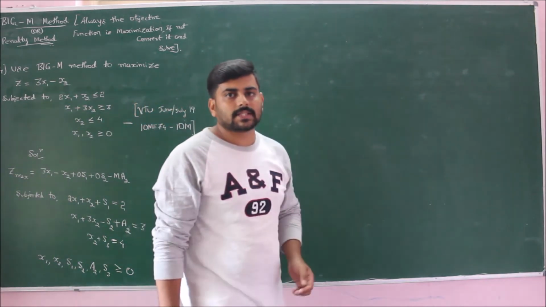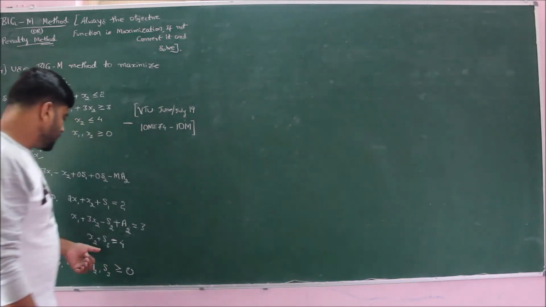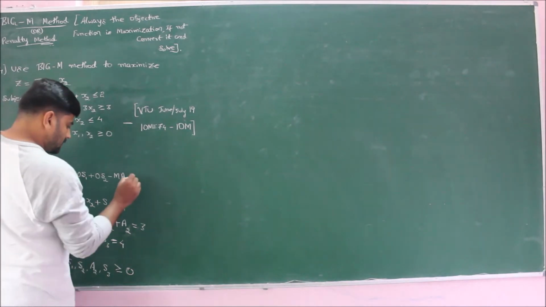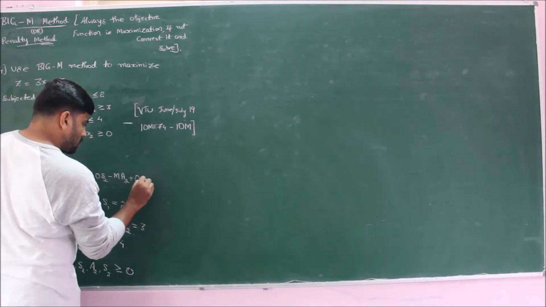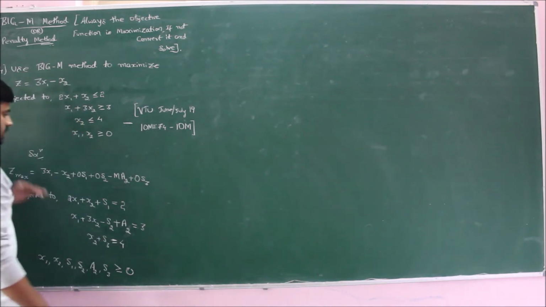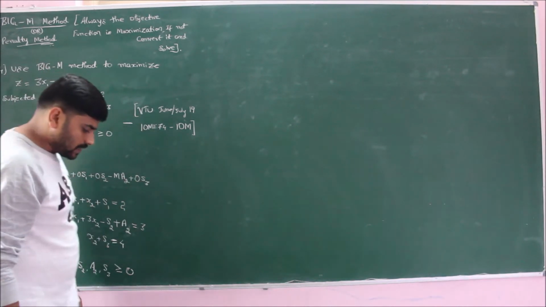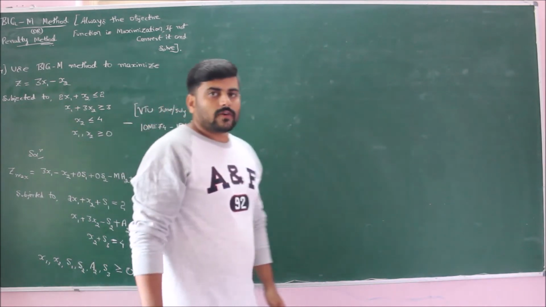in our previous lecture. Next, for s3, since we are adding s3, it is a slack variable, therefore it is 0 s3. So this completes the objective function for us.